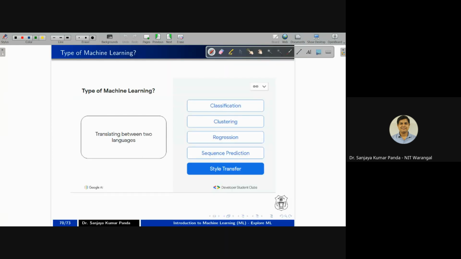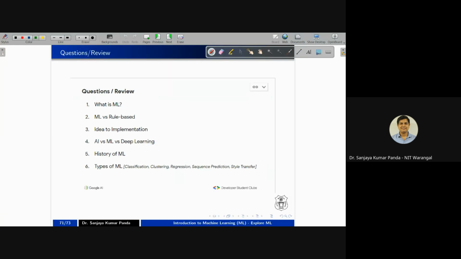Okay. So this is all about this particular lecture. What we have learned, as a conclusion, I can say: we started with the Gartner hype cycle. Then we saw the Google trend on machine learning and data science. Then we started with what machine learning is. We saw some videos also. We compared a rule-based system with machine learning. I told you a rule-based system is explicitly programmed, but machine learning is not explicitly programmed. We have seen some ideas to implement it.